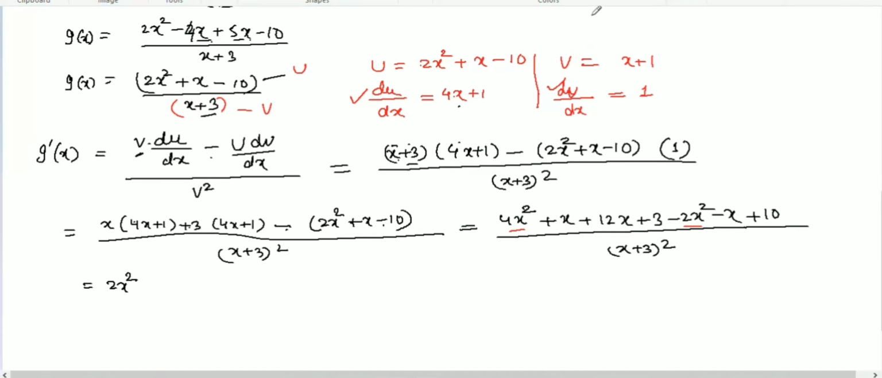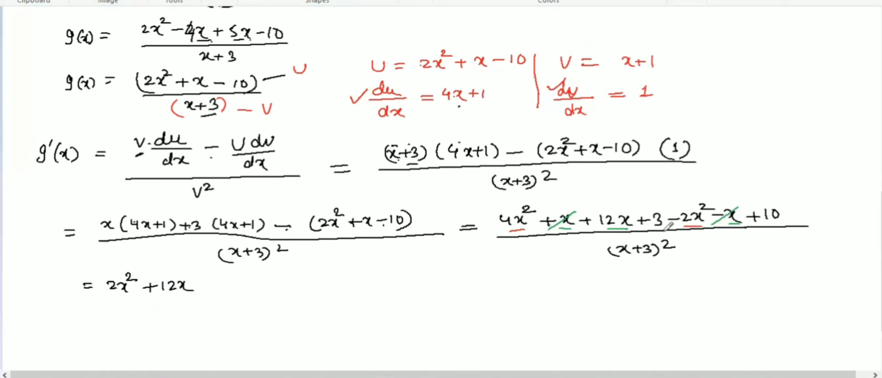Now see the x term. Can you see the x term? So 12x is there, minus x is there. So plus x minus x, first let's cancel this one. And then we have plus 12x. So write down here plus 12x.